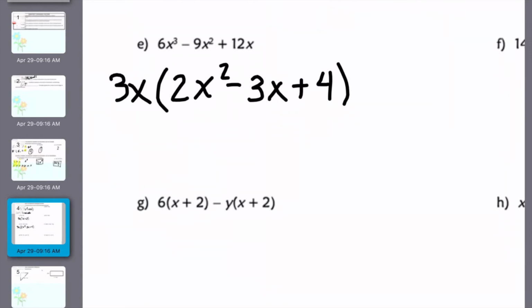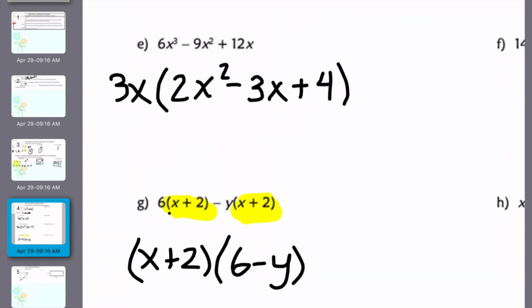Last question for this page. I have 6 times the quantity x plus 2 minus y times the quantity x plus 2. This one looks a little bit different, but functions the same. I'm looking for my greatest common factor, what they share. They both share the binomial x plus 2. So in fact, I'm going to undistribute that part from this expression that we have. So my greatest common factor is x plus 2, and I'm left remaining with 6 minus y. So in fact, I can almost just pull these out and then leave what is there and combine those to make another binomial.